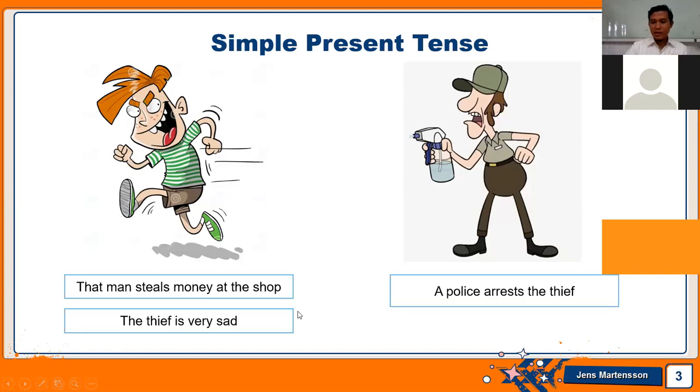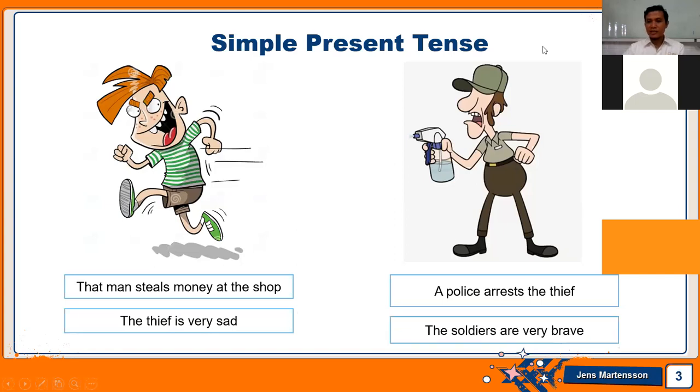Okay. So next is another sentence: the soldiers are very brave. The soldiers are very brave. Why are we using are here? Soldiers, plural. Soldiers are very brave, and then followed by an adjective. All right. And here we have a verb, and then here we have an ordinary verb, and this one an auxiliary verb.